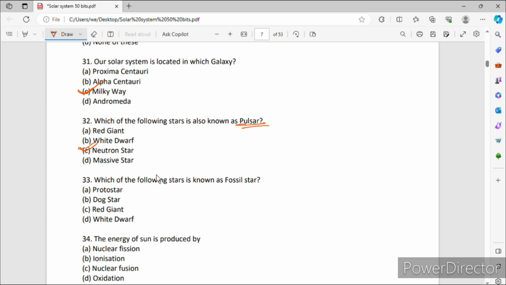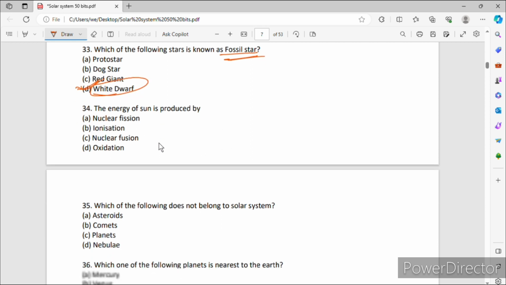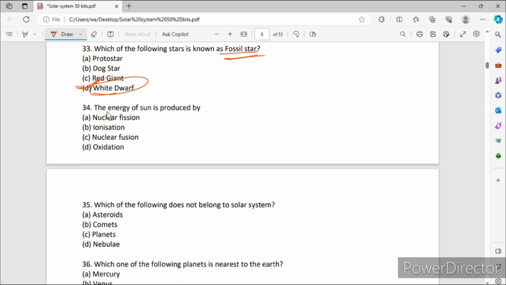Okay, so if you see the next question, which of the following stars is known as fossil star? See, white dwarf we call a fossil star. White dwarf is the last stage of the sun cycle. Okay, and next question, if you see the energy of the sun is produced by, we know it is a nuclear fusion in which hydrogen is converted into helium.